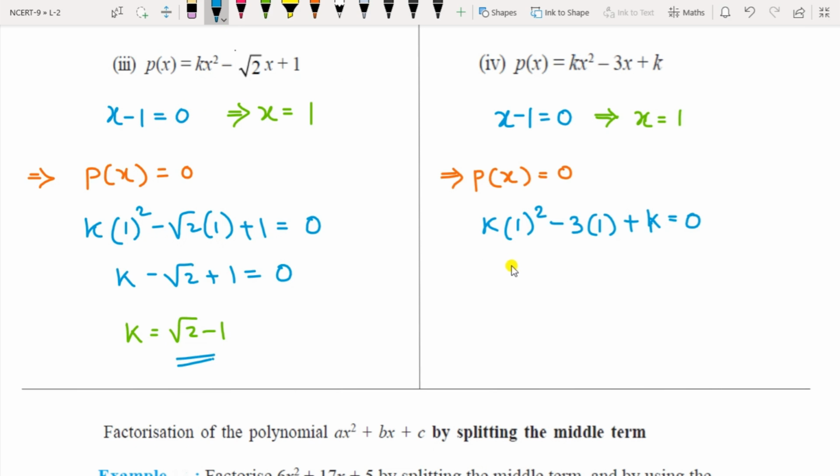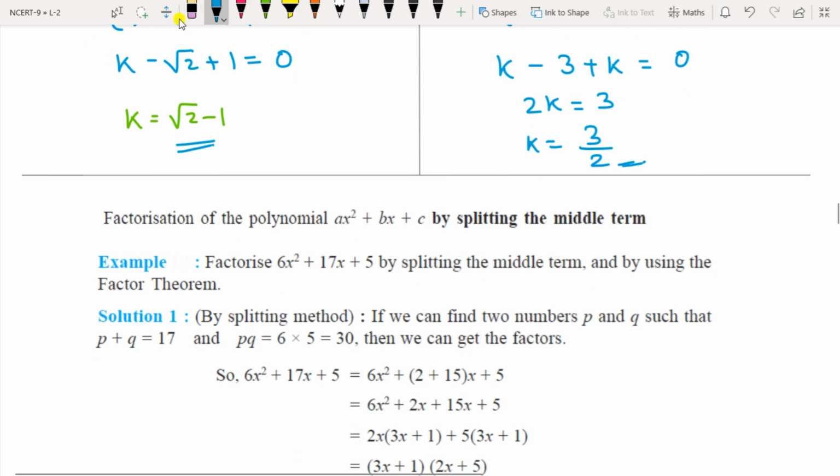In this case, kx square minus 3x plus k equal to 0. So it will be 1 square is 1 into k is k minus 3 plus k equal to 0. So this becomes 2k equal to 0 plus 3 is 3. So k equal to 3 by 2 is the value. Okay. That is the value of k.